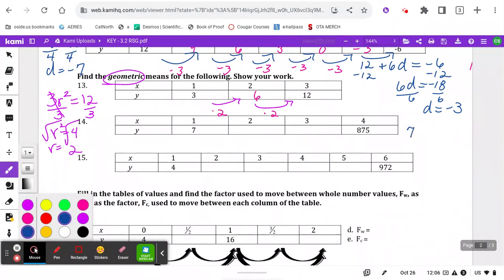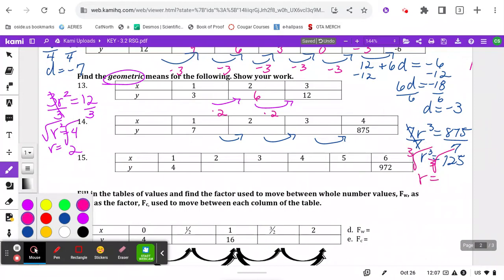We go, begins with 7. 1, 2, 3 times, so that's r to the third equals 875. Grab a calculator this time. Do 875 divided by 7. I got 125. Now we cube root both sides. And so if I grab my calculator and I do the third root of 125, the cubed root of 125 is 5. So 7 times 5, 35 times 5.